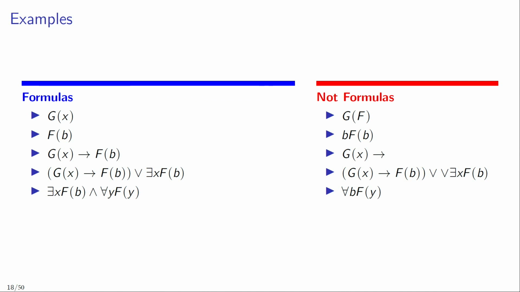And then finally in the fifth line, you see another string of symbols that's not a formula, and here the reason is that the symbol after the universal quantifier is a name, B, and that's not allowed. So after a quantifier, we always need a variable, x or y. So for all B, that's not grammatical, and so it is not an FOL formula.